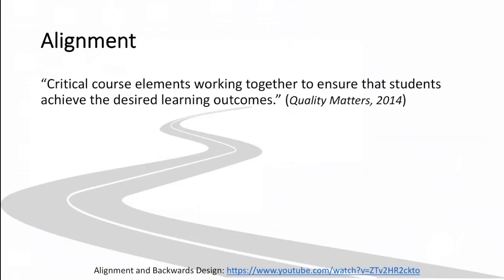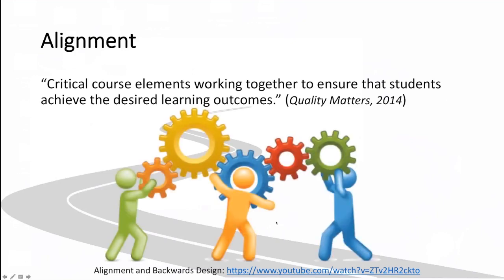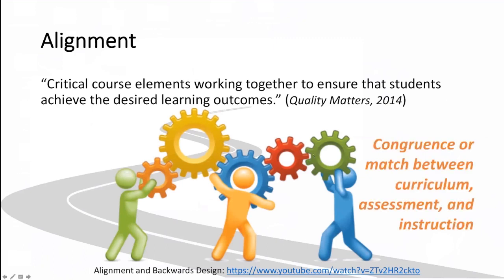According to Quality Matters, which is a nonprofit organization that is dedicated to quality course design in the online environment specifically, but these principles can be applied to any course, critical course elements working together to ensure students achieve the desired learning outcomes is known as alignment. Kind of like the cogs of a wheel inside of your watch. They're all working together. It's a congruence or a match between curriculum, assessment, and instruction.